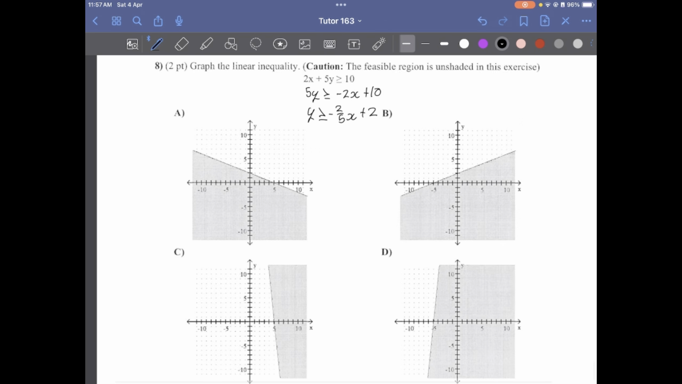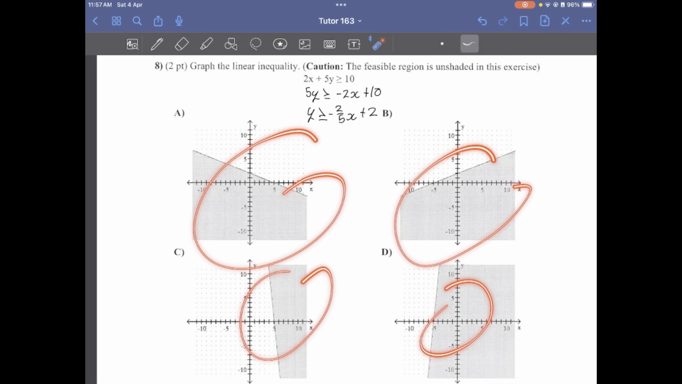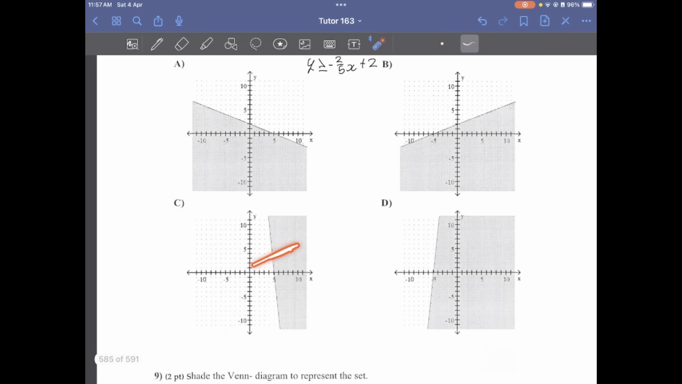And we want to plot it. So we want to first see which of these graphs has a y-intercept of 2. So I can see this one doesn't. So this is not the answer. This one doesn't have a y-intercept of 2 either, so this is not the answer. So it's between these two, right?